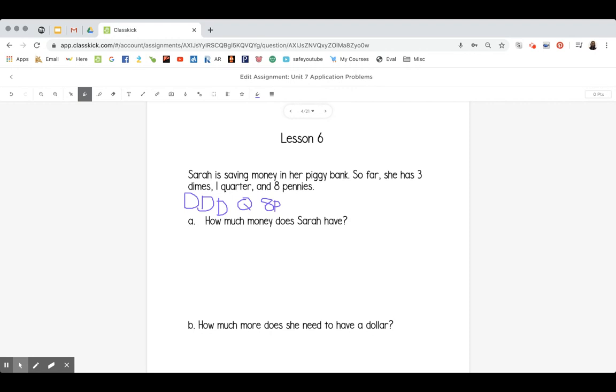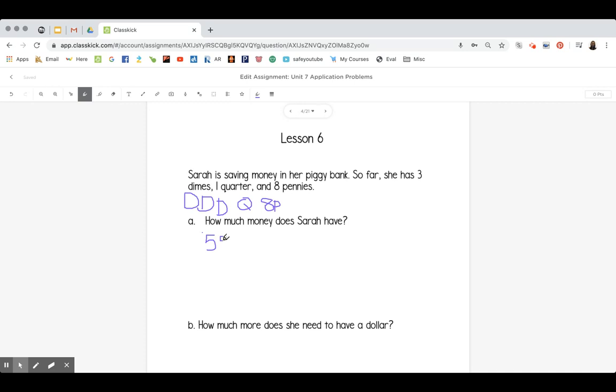So we know, because we want to know her total, we've got to add all this up. So we can just do it from right here. We can start with 25, and we can count by tens because dimes are worth 10, and then we can count by ones 8 times. So we can start with 25, 30, 35, 40, 45, 50, 55.